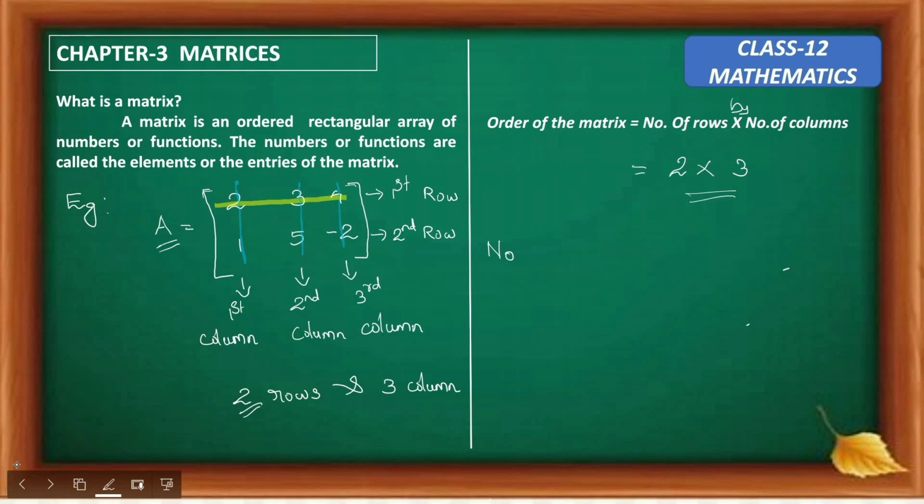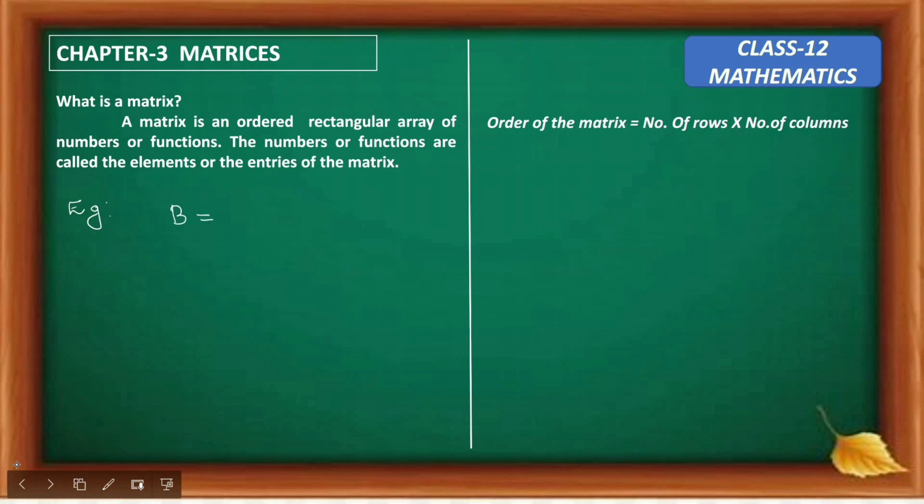The next, number of elements. In this matrix, how many elements can you see? That means how many numbers can you see. 1, 2, 3, 4, 5, 6 numbers you can see. Using the order of the matrix you can also find the number of elements. That means 2 into 3 is 6, which is our number of elements. Like that you can find the number of elements.